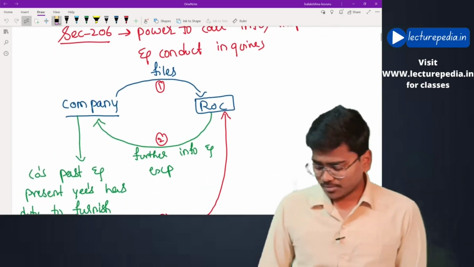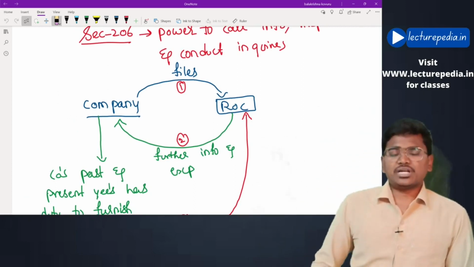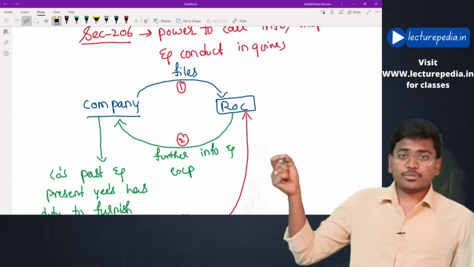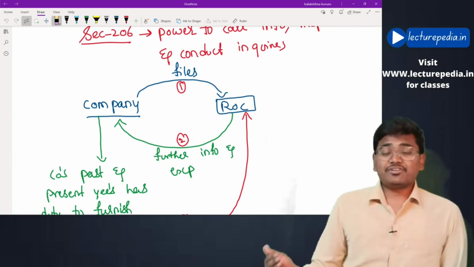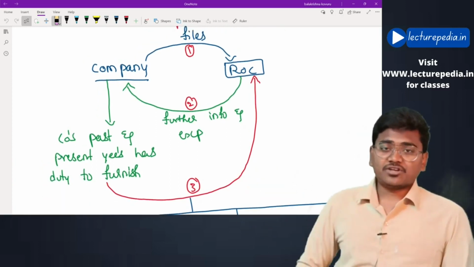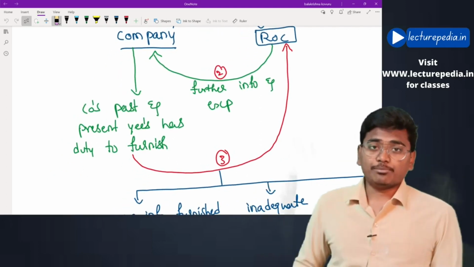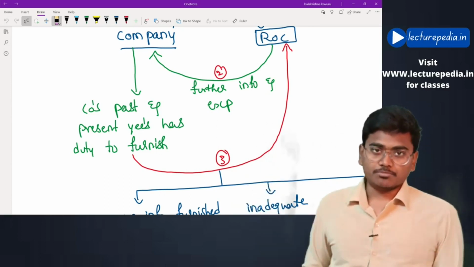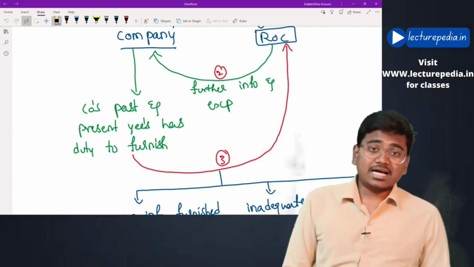Let us see. First of all, you all know that every year companies file their financial statements, annual returns and various other information with the ROC. Now once the information is filed with the ROC, after verifying the information, if it feels that any further information or explanation is required, it will ask the company to provide such further information and explanation. Now all the company's past employees and present employees must duly furnish this information to the ROC. It is the duty of the past and present employees to furnish the information which is asked by the ROC.